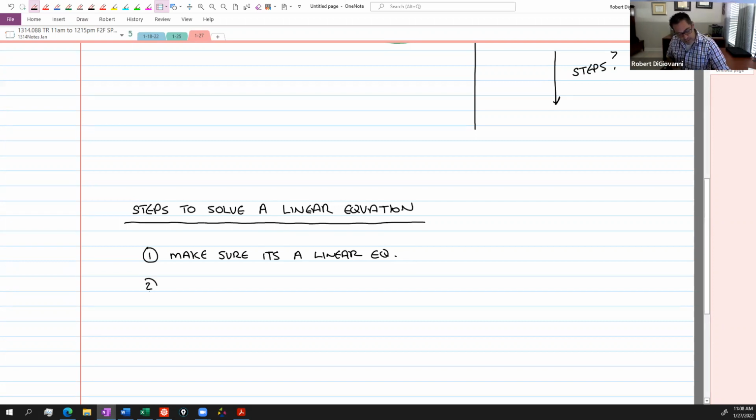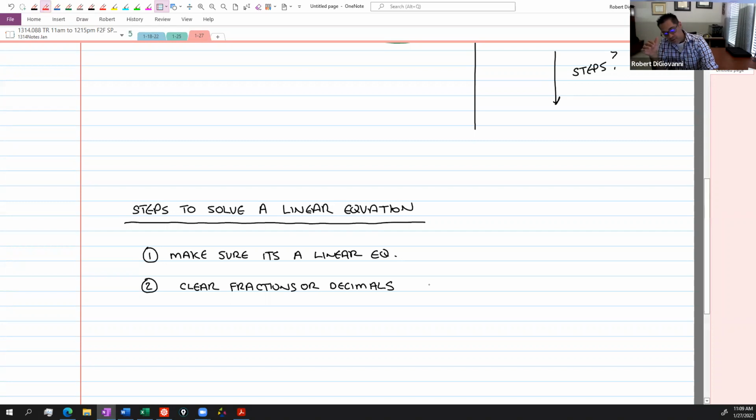Once we know it's linear, the next thing we're going to do is clear fractions or decimals. When I'm writing these steps down, you may not be sure what I mean. Just wait. When we start doing examples, we'll see these steps illustrated. So after we identify it's a linear equation, we want to clear any fractions or decimals.